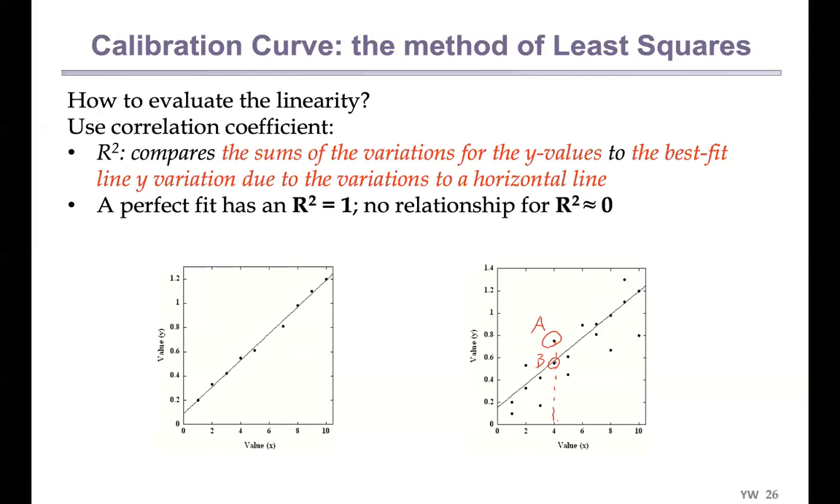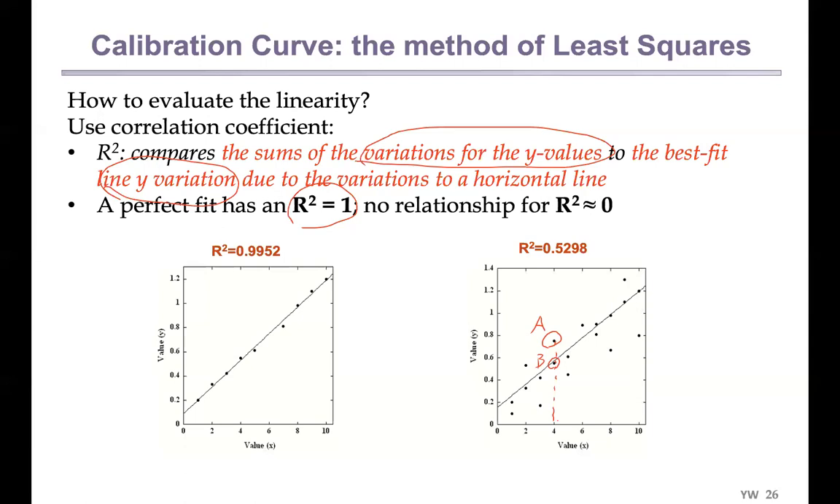So what R squared is measuring is actually comparing the variance of the Y values to the variance of the linear fitting Y values. And if your R squared is 1, it means that all the variation in the Y value from the measurement is the same as the linear fitting, which means that all the changes in Y value are correlated with the concentration change or whatever is on the x-axis.